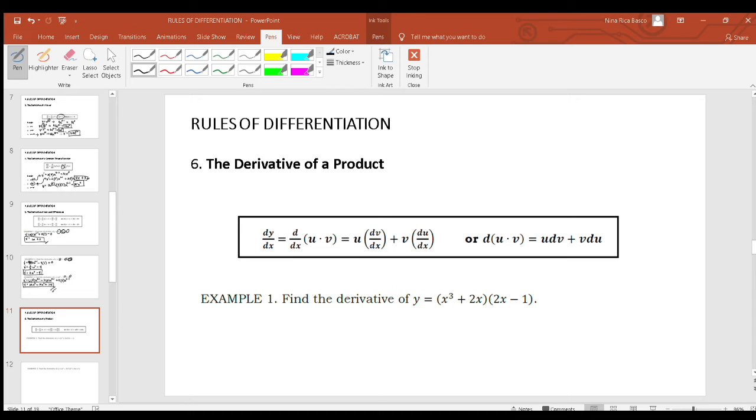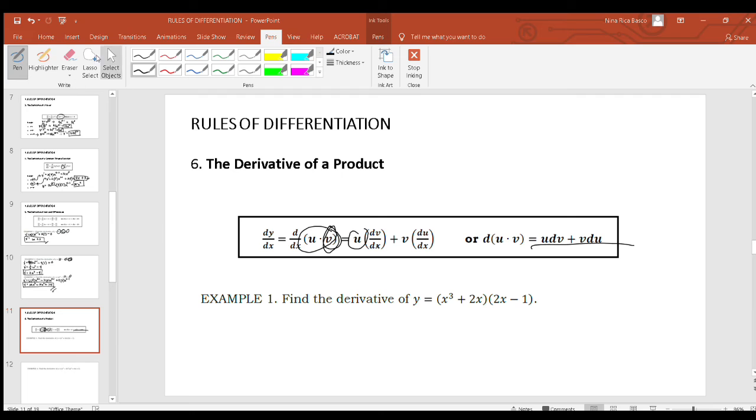For example, in this formula, the derivative of u times v is equals to u times the derivative of v, which is dv over dx, plus v times the derivative of u, which is du over dx. Ayan, ito yung shortcut niya. Or d of u times v is equals to u dv plus v du.